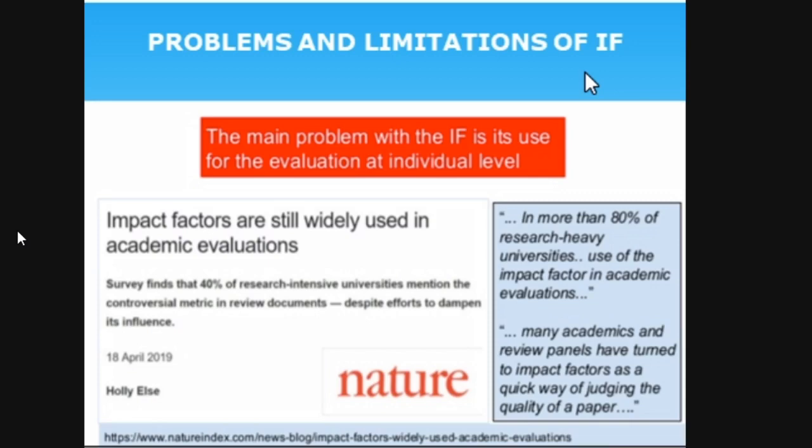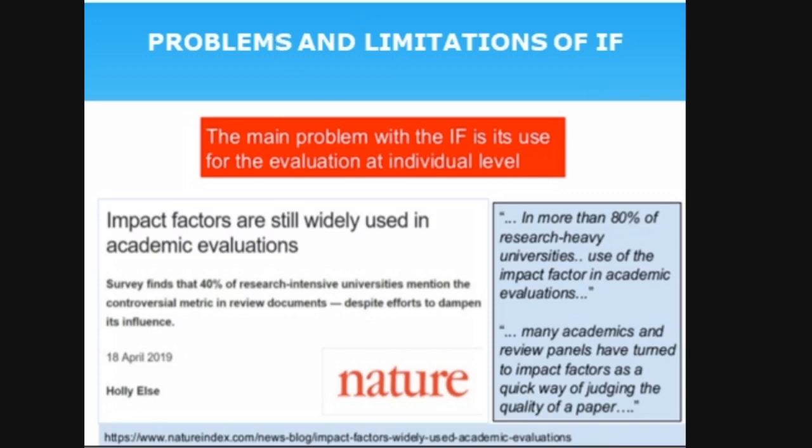Again, I told you, the main problem with the impact factor is that it's used for evaluation at the individual level. That is true actually. Impact factors are widely used in academic evaluation. Academic evaluation means for our promotion. In India also, for assistant professor to associate professor, from one scale to another scale, you have to publish articles in journals with impact factor more than 5 or less than 5, something like that. There are marks for that. If you publish an article in a journal with impact factor less than 5, you will have 5 marks, simply, I am giving an example. If it is more than 5, you will have 10 marks, something like that. So that is still widely used in academic evaluations.